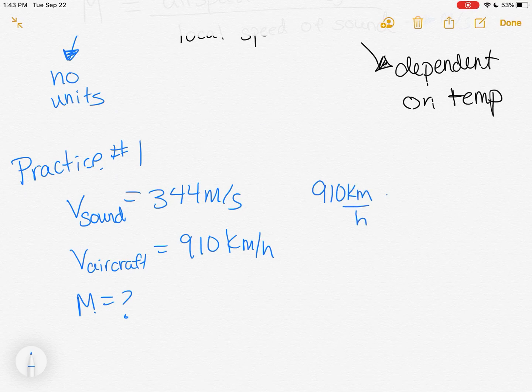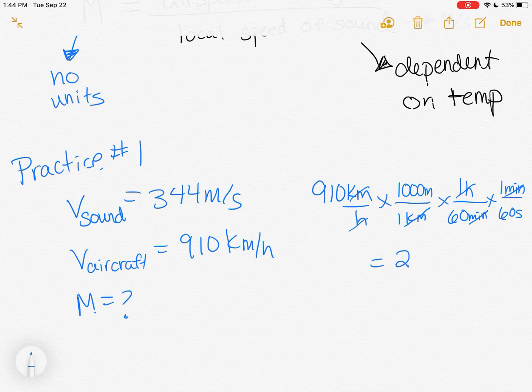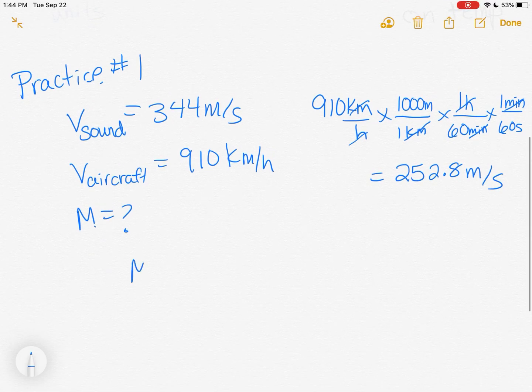So 910 kilometers per hour, we're using our unit conversions. There's 1,000 meters in 1 kilometer. And then 1 hour is going to be our 60 minutes. And 1 minute is going to be our 60 seconds. All right, so we're doing 910. We're multiplying it by 1,000. We're dividing it by 60 and then dividing by 60 again. So that gives us a speed of 252.8 meters per second for our aircraft.